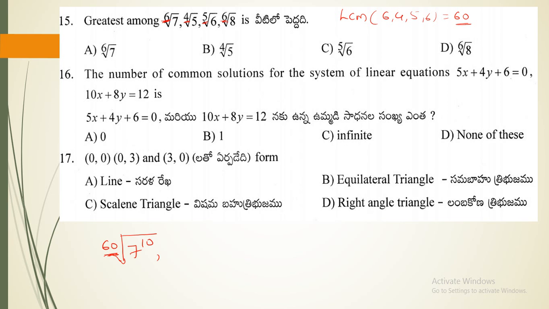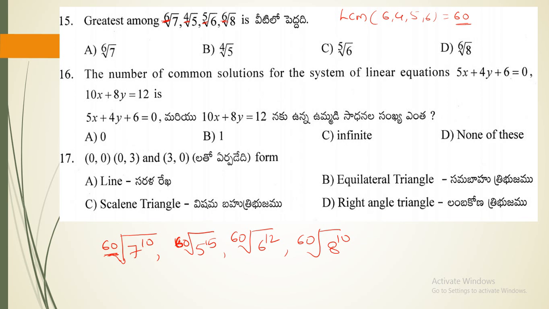Next, 4th root of 5. If you want to make 4 as 60, I need to raise the power to 15, so this becomes 5 power 15. Next, 5 needs to become 60, so I need to raise to the power 12, so this becomes 60th root of 6 power 12, right? Next, 6th root of 8 becomes 60th root of 8 power 10.